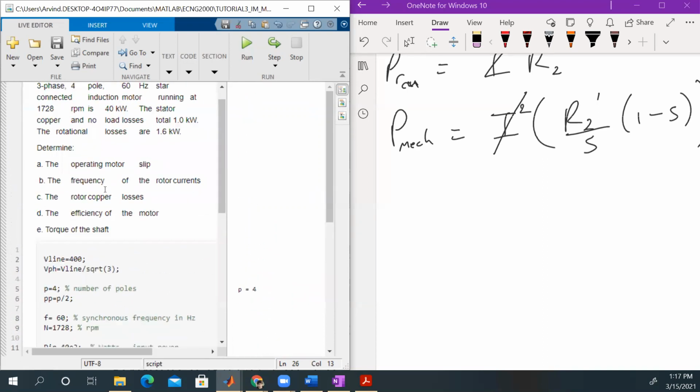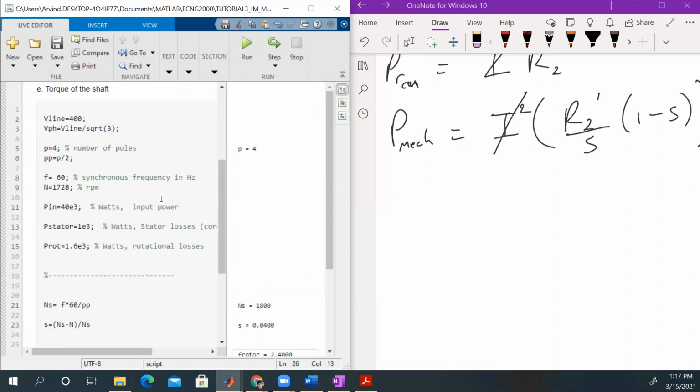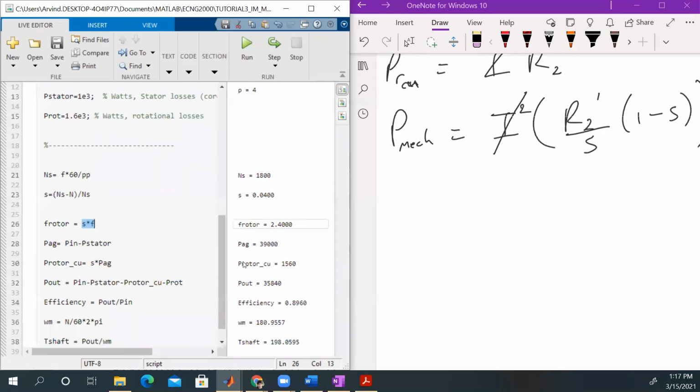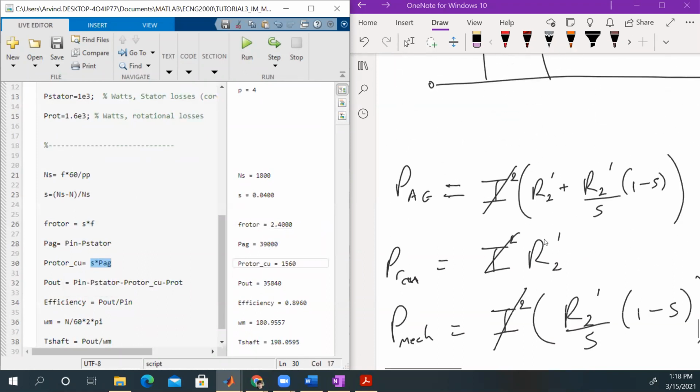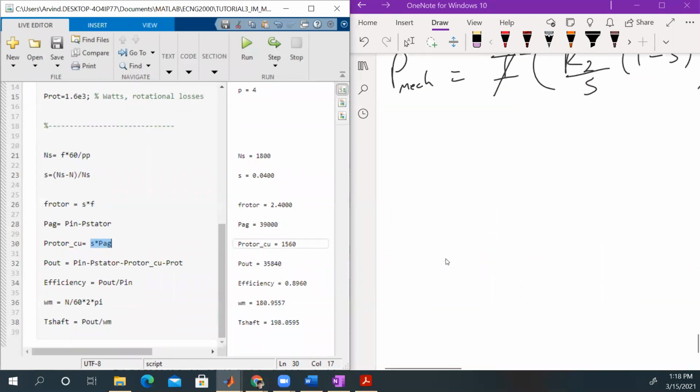Next, we want to find the rotor copper losses, right? We know the rotor copper losses are s times P air gap, which is what we figured out in the question before, right? So if we know the air gap power, we can figure out the copper losses quite easily because we have the slip. So how do we figure out the copper losses, right?